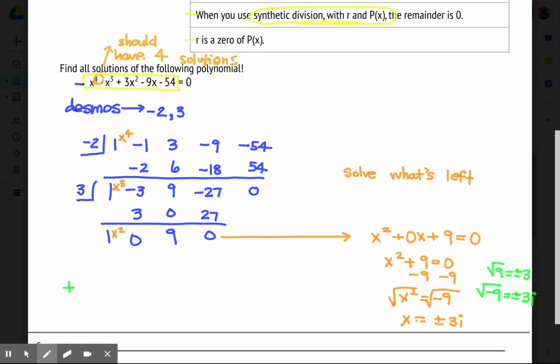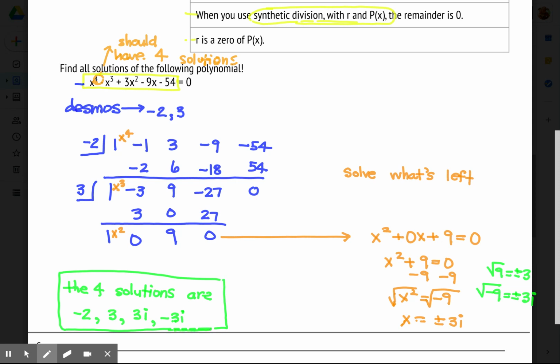Okay, so the 4 solutions are negative 2, 3, 3i, and negative 3i. And so we can use synthetic division and some imaginary numbers and all sorts of cool math stuff to get our final solution here. Okay, kind of a complicated process.